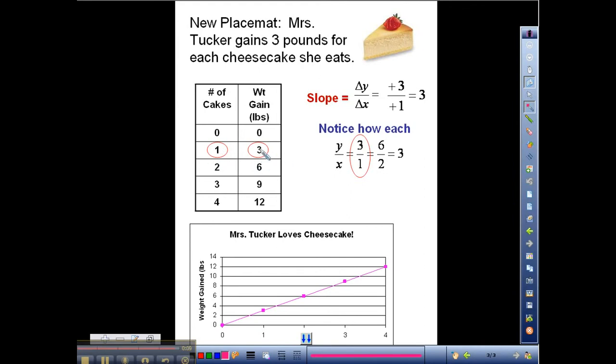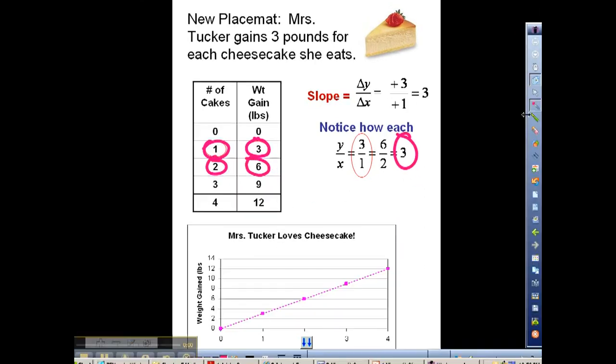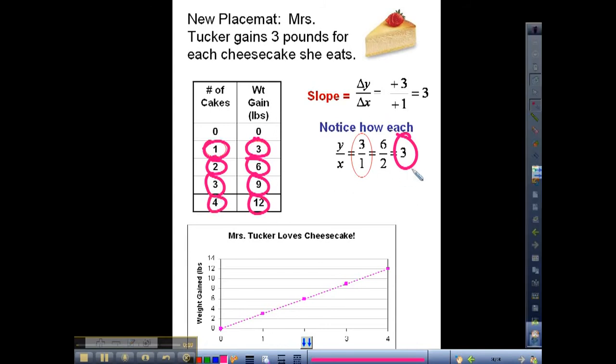What happens when you take that y divided by that x? You get 3. What about that y divided by that x? Yeah, they all turn out to be 3. Direct variation part 2. What happens when you take 9 divided by 3? 3. 12 divided by 4? Yeah, each individual y divided by its x gives you a constant number, and that constant number is the same as what? Your slope. Yeah.